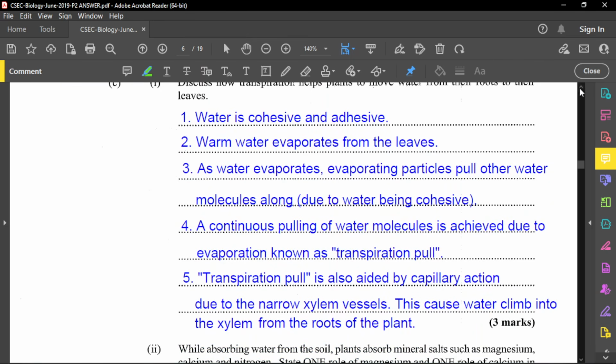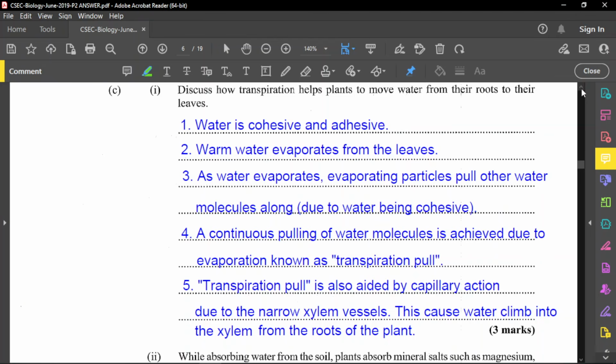And the point to note is that water will come from the root hair cell, right? And remember that the root hair cell has a really large vacuole to kind of store water. And so the first thing here, there's a description of water, that water is really cohesive and adhesive. And so the principle of movement of water is based upon these two things. Now, one is that the warmer water will evaporate from the leaves, right? And so as water evaporates, the evaporating particles will pull other water molecules along, and this is due to water being cohesive, which means there are water molecules attached to other water molecules.